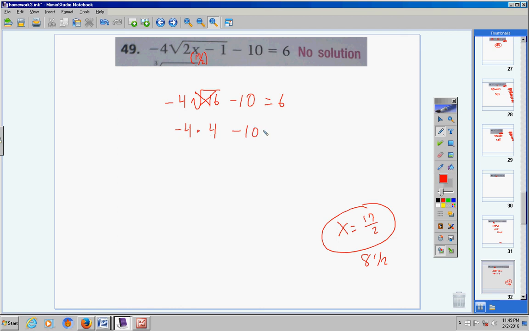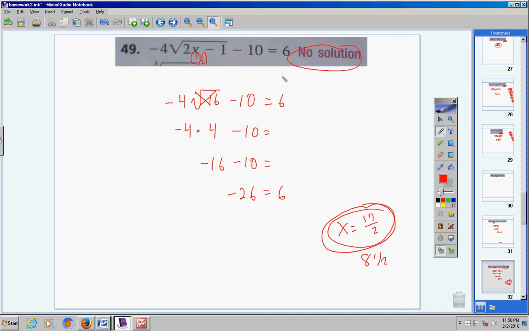Well, negative 4 times 4 is negative 16, minus 10, which gives you a negative 26. Negative 26 does not equal 6. So even though our work was impeccable and we did a good job, the answer doesn't work. So the answer is no solution.